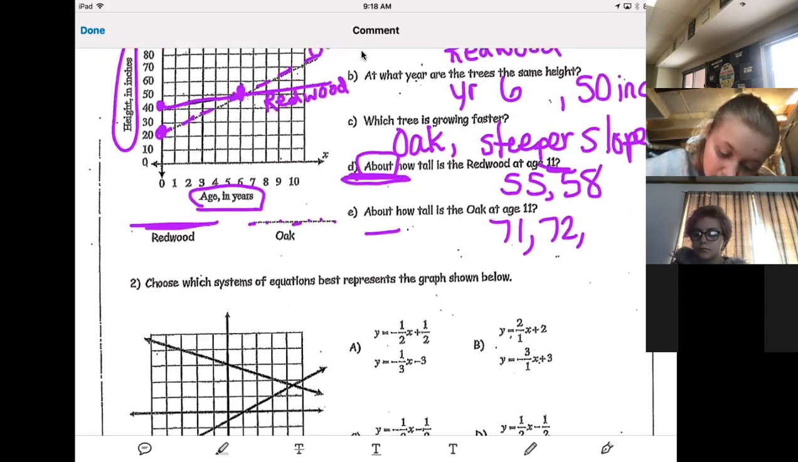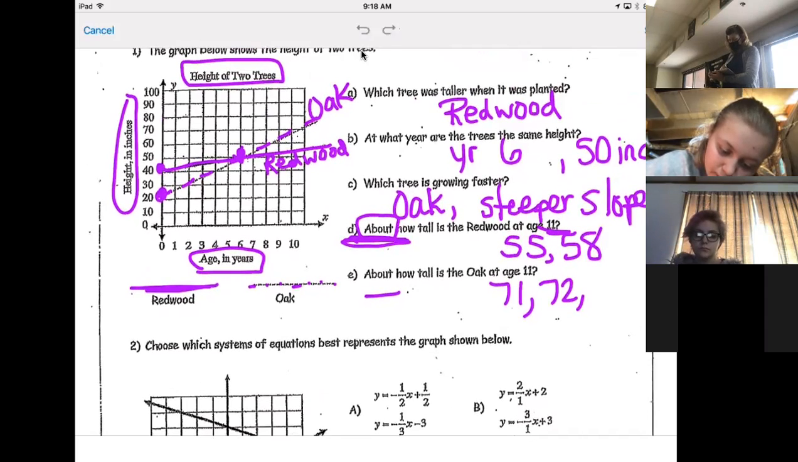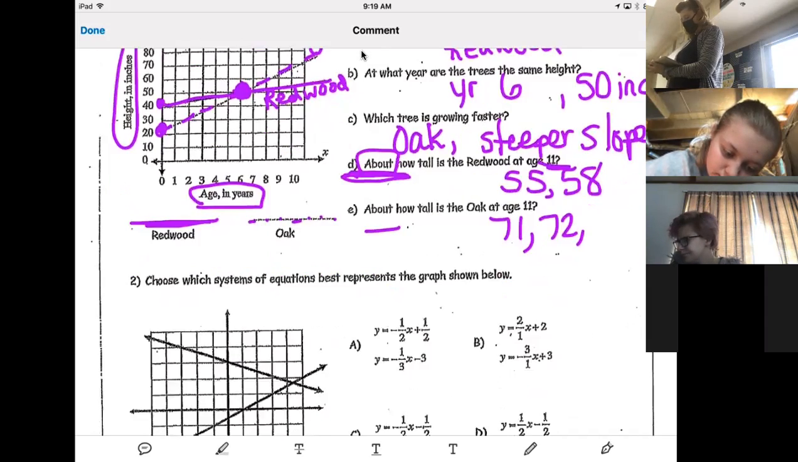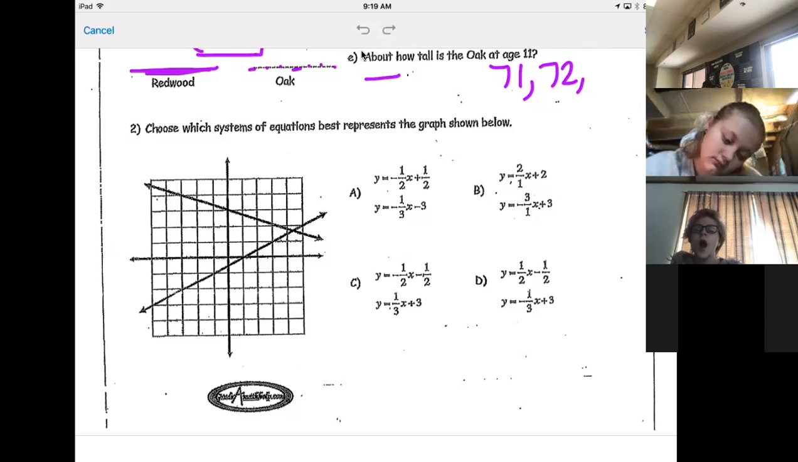Does that make sense, how to read and interpret the graph and what's going on? The big thing that we're talking about here is our intersection. That intersection is what we're looking for. That's what we're going to be stressing the rest of today. So if you look at example 2, it has a graph of 2 lines. We're supposed to choose which one of these systems represents those lines.